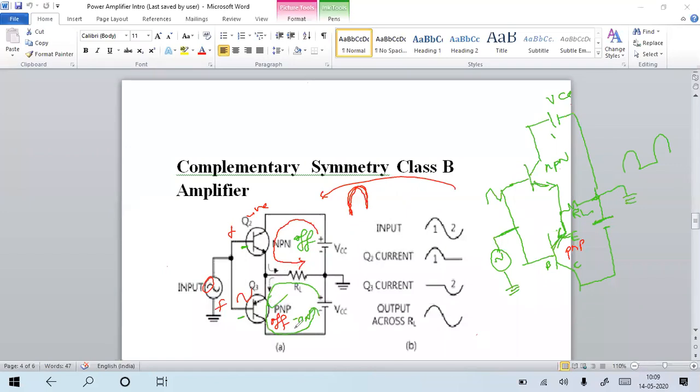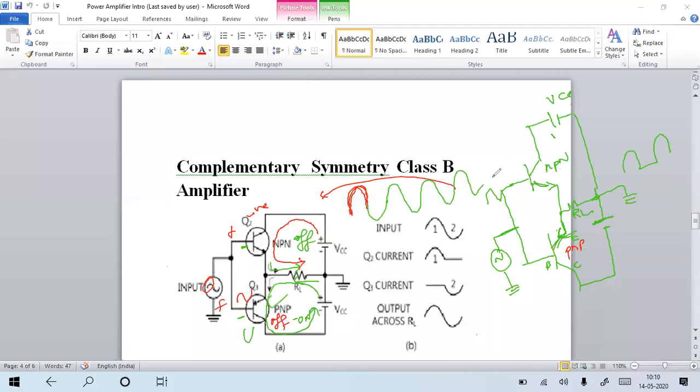Higher potential to lower potential, so the current flows in the opposite direction. This current flows in this direction. Simply put, your output is the nature of the input. So what is the nature of the input? Negative cycle. So like that, what can you get? You can get the sinusoidal.